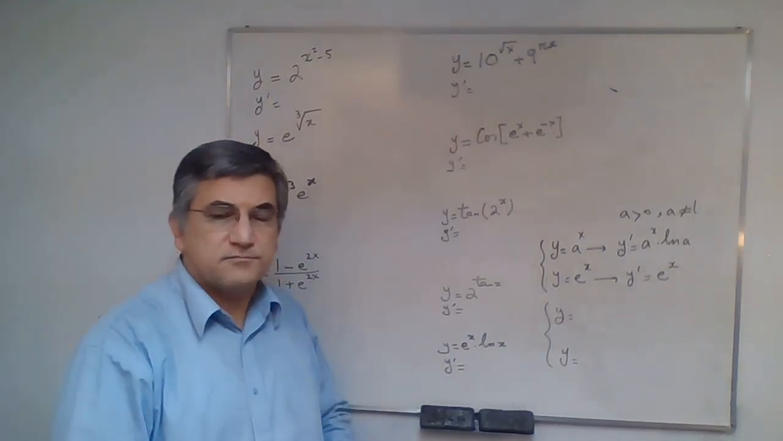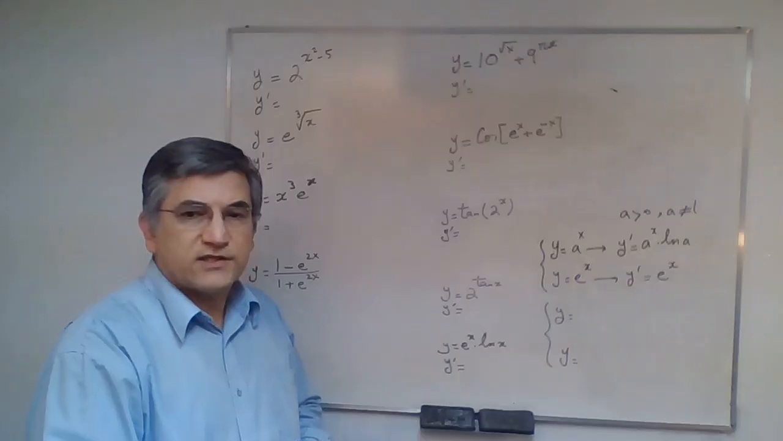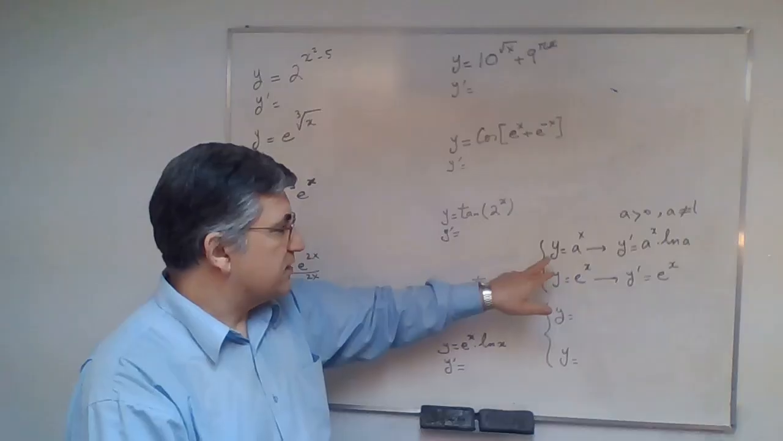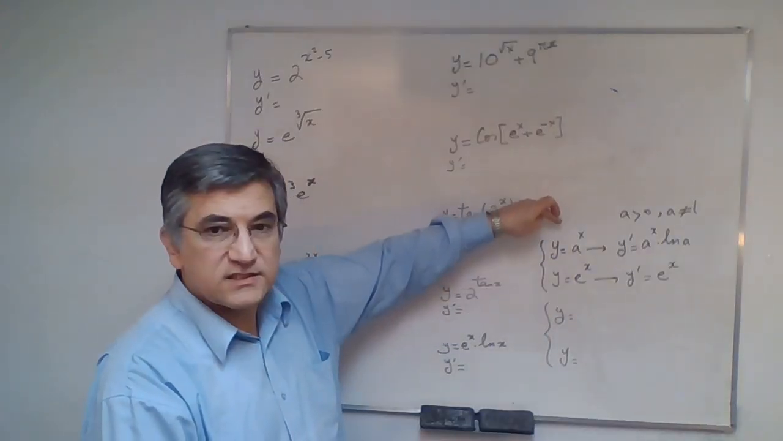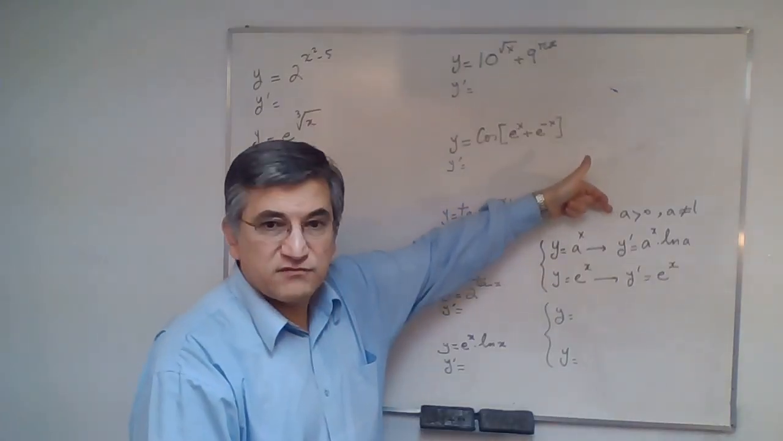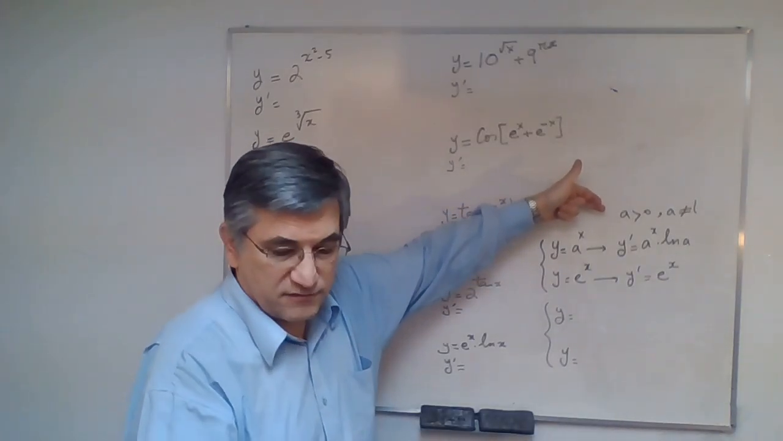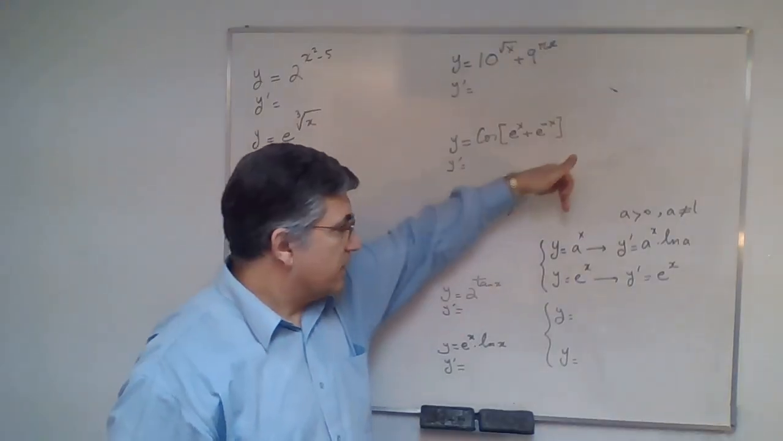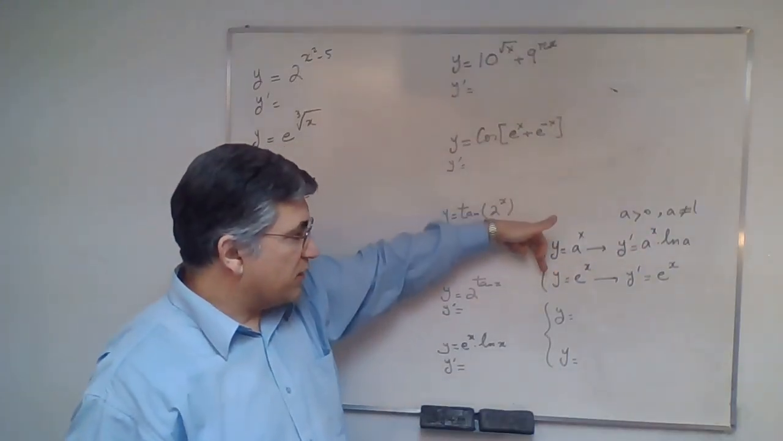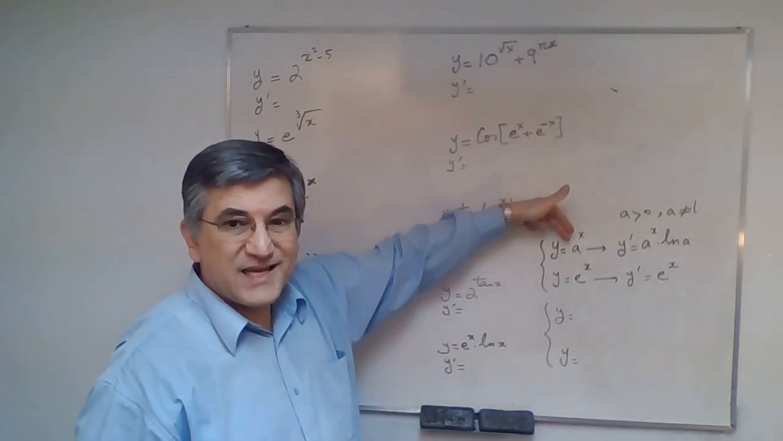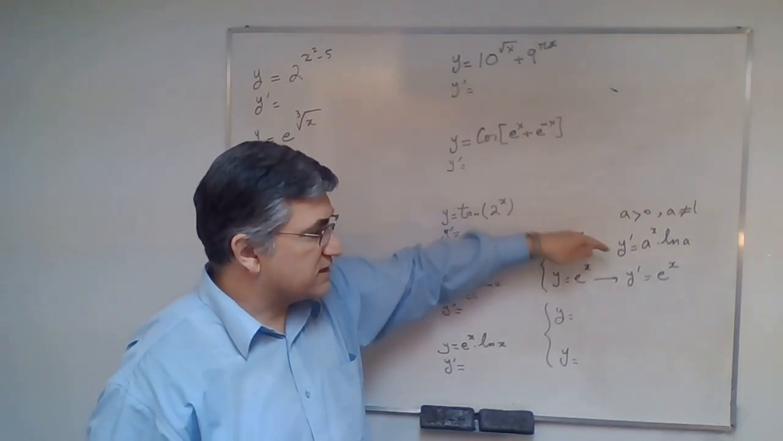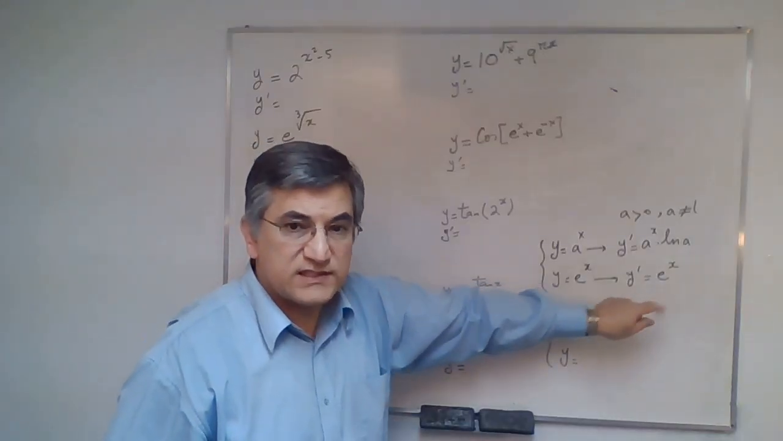Okay, this is the second part of a lecture on derivatives of exponential functions. We learned that y equals a to the exponent of x, the exponential function, where a, the base of the exponential function, is positive but cannot equal 1. The derivative is a to the x times ln of a. We proved that. And we also said that if the base a happens to be the number e, then y equals e to the x has a derivative that is equal to itself.